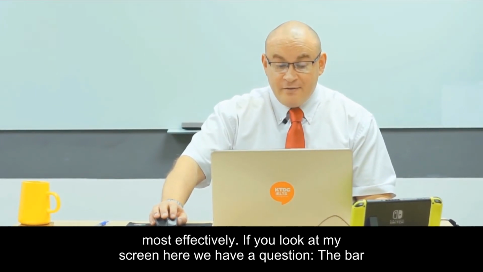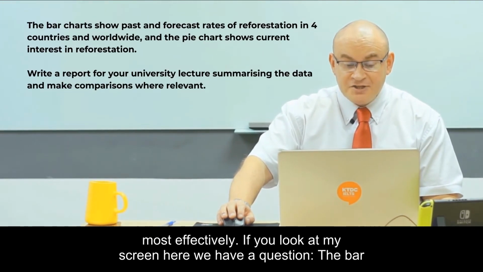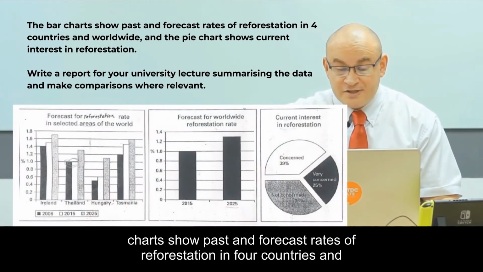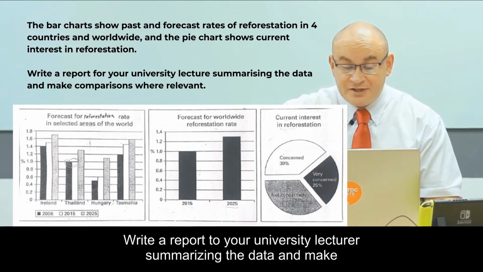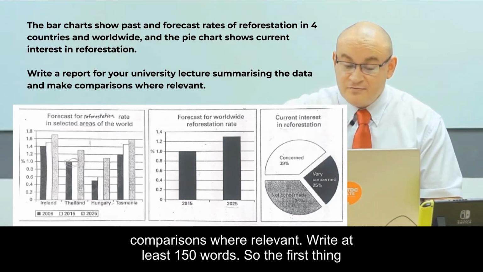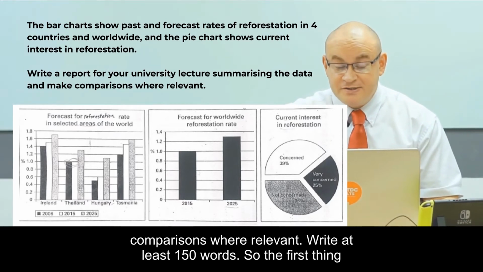If you look at my screen here, we have a question. The bar charts show past and forecast rates of reforestation in 4 countries and worldwide, and the pie chart shows current interest in reforestation. Write a report to your university lecturer summarizing the data and make comparisons where relevant. Write at least 150 words.